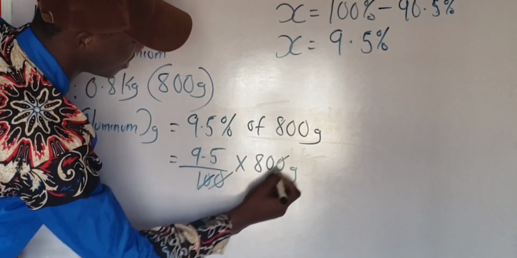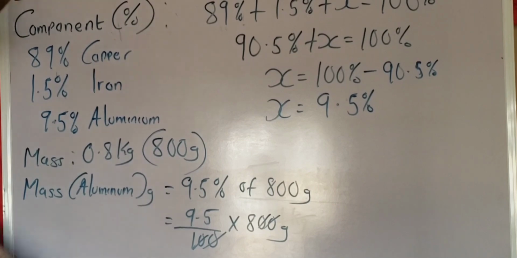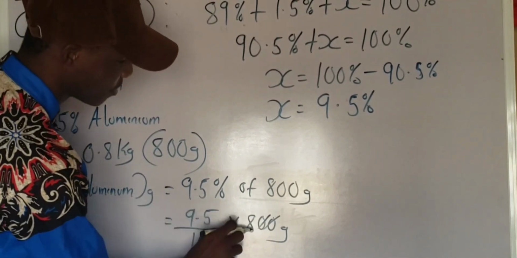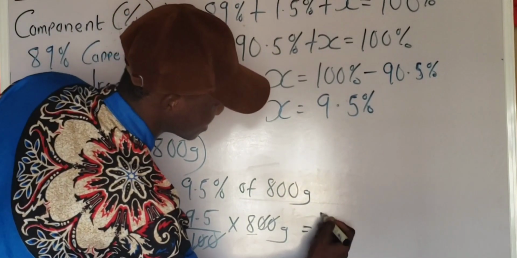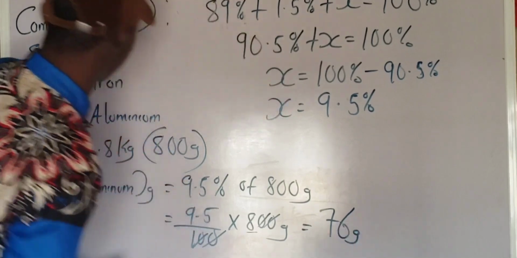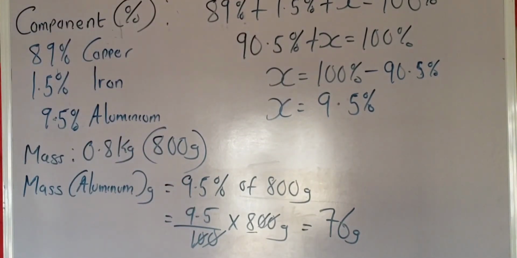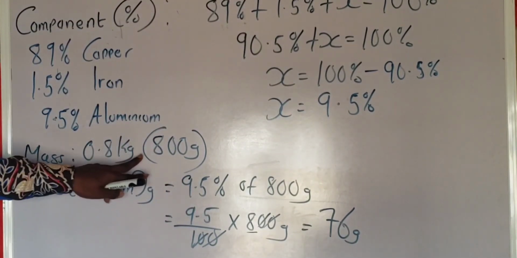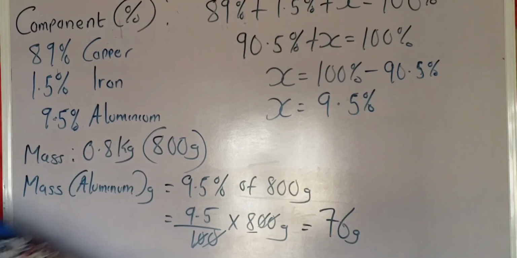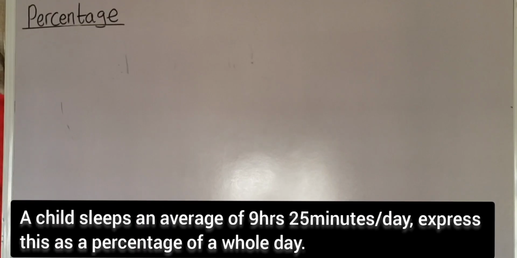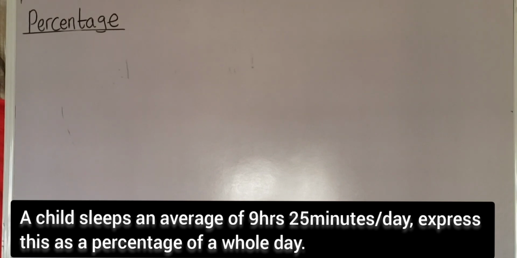9.5 multiplied by 8, that is 76 gram. So the mass of aluminium that is present in 0.8 kilogram of the alloy is 76 gram. Just put the interpretation like that. Okay, let's proceed to the next question. A child sleeps an average 9 hours, 25 minutes per day. Express this as a percentage of the whole day.